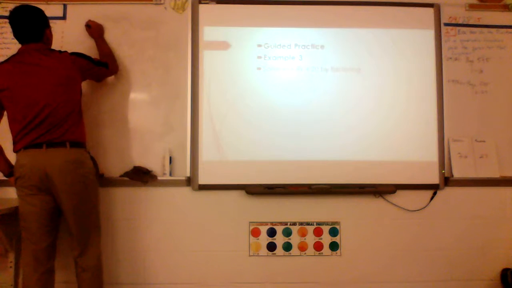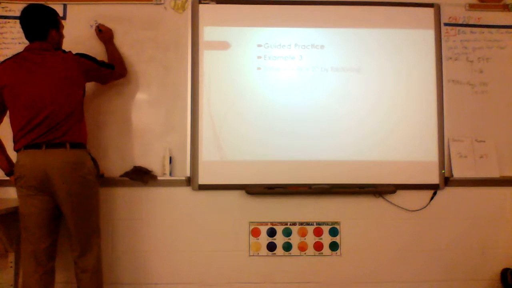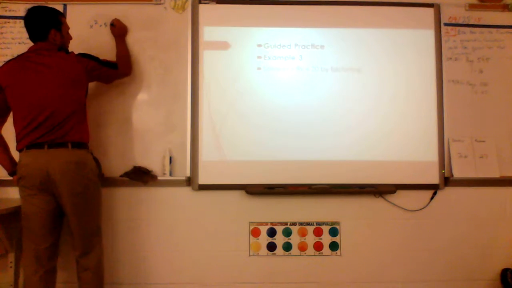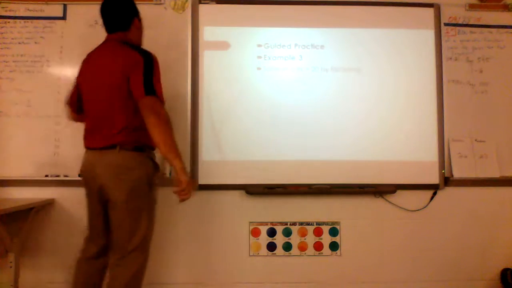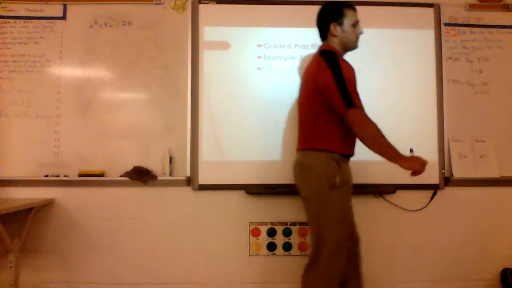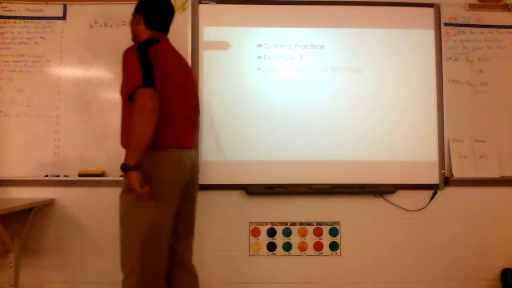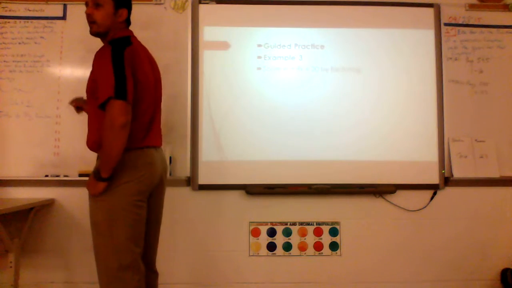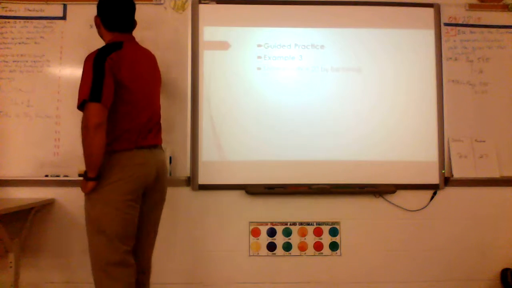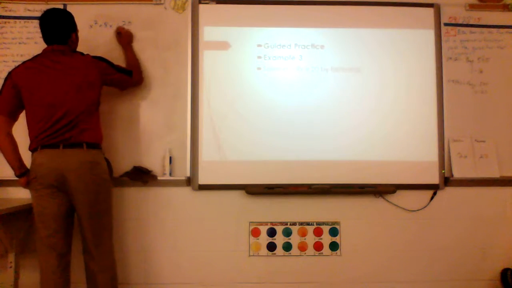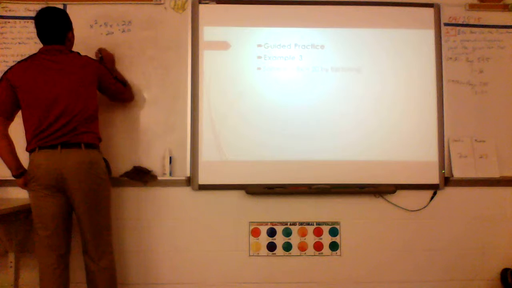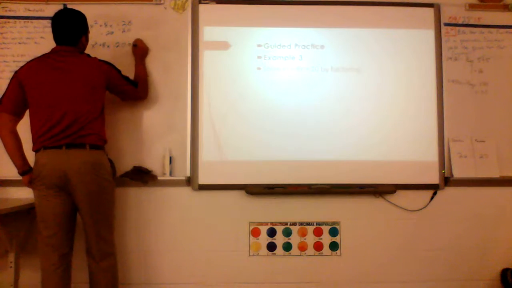Solve x squared plus 8x equals 20. Is that in ax squared plus bx plus c form? Now I need everything on one side of the equal sign. So what do I do? Subtract 20. I want to cancel. What I do on one side, I got to do to the other. Those cancel out. I've got x squared plus 8x minus 20 equals 0.